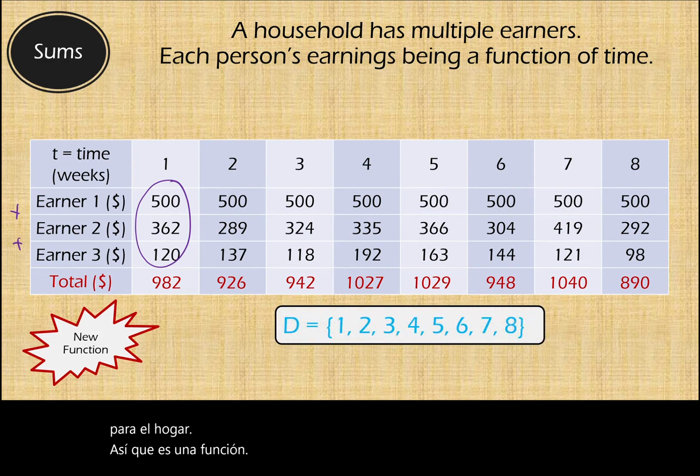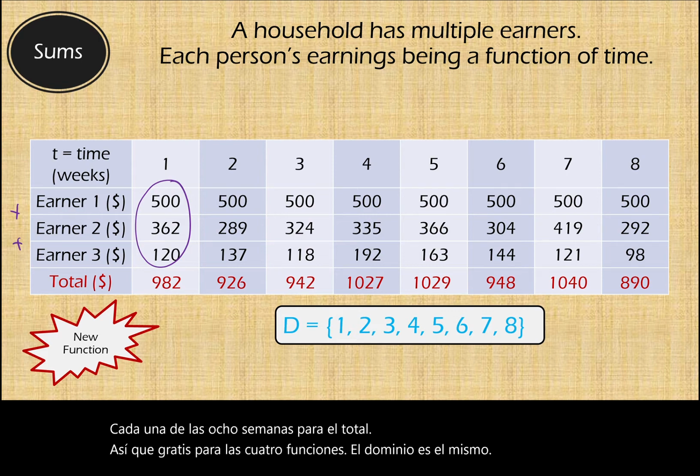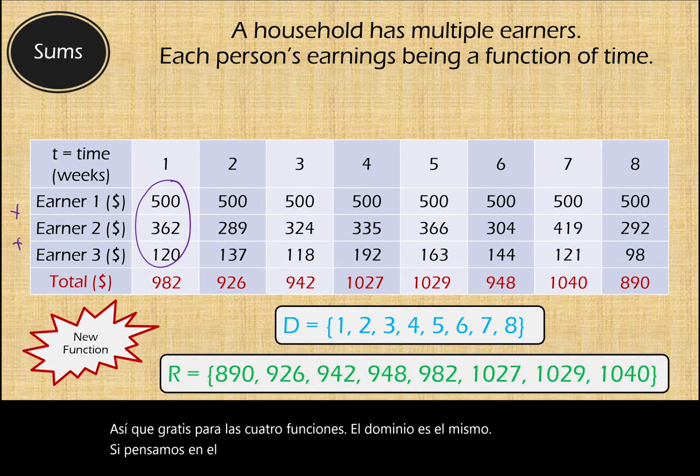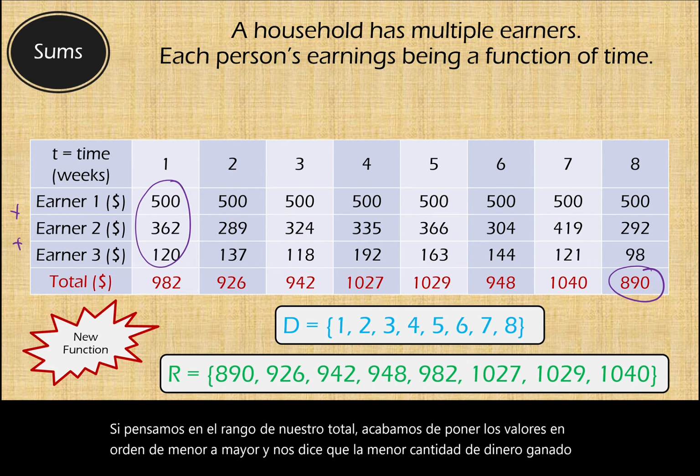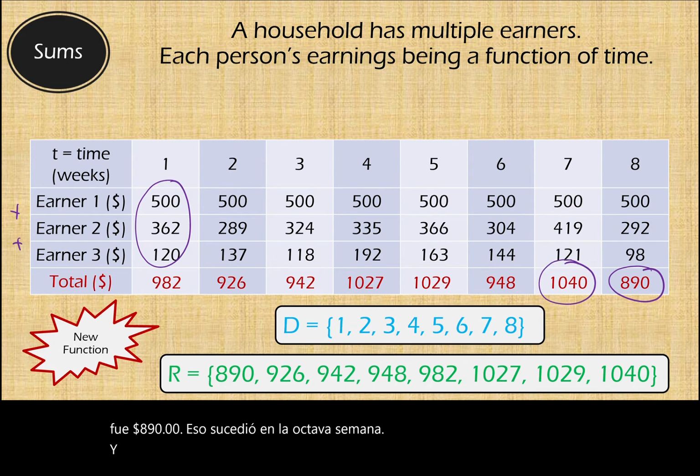We should also notice that the domain is the same. We have each of the 8 weeks for each earner, and that's the same each of the 8 weeks for the total. So for all 4 functions, the domain is the same. If we think about the range of our total, we just put the values in order from least to greatest, and it tells us that the least amount of money earned was $890 that happened in the 8th week, and the most amount of money earned was $1,040, which happened in the 7th week.